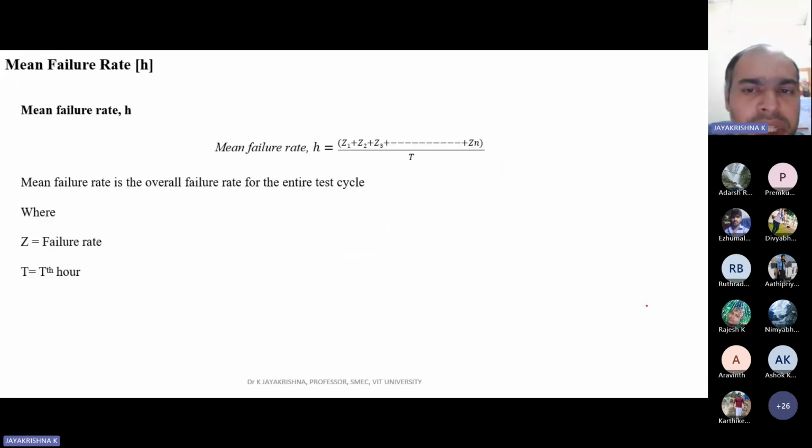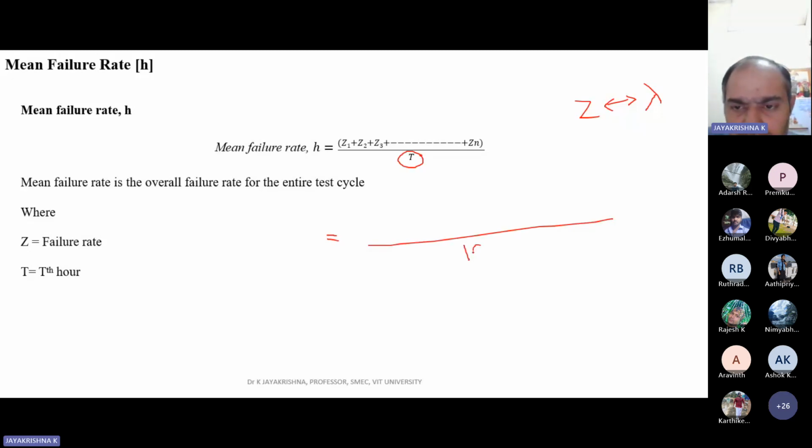Next, we have something called the mean failure rate. What is the mean failure rate? It is the average we have to take. You can use the letter Z, or you can also use lambda. You can use any one of these. So the mean failure rate is lambda 1 plus lambda 2 plus lambda 3 and so on, divided by t. Here t denotes the hours. So totally 10 hours I have done.